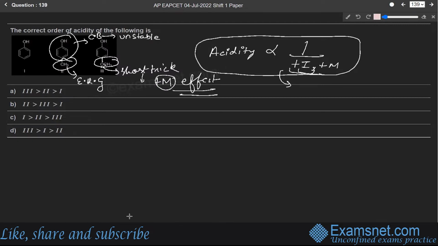Okay. So this phenol, option A, phenol. Can you see this is not that much unstable? So this would have high acidic character, right? So the first would have high acidic character.